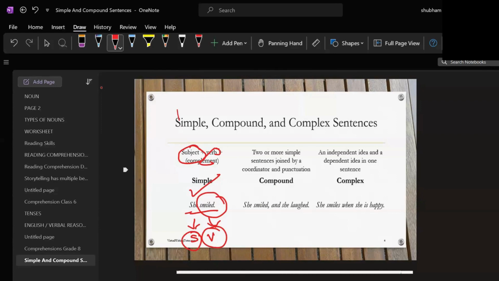Now coming on to a compound sentence. Now what happens in a compound sentence is there are two or more simple sentences combined together to form one compound sentence. And how are they attached? They are attached using a comma and a conjunction like but, and, or.